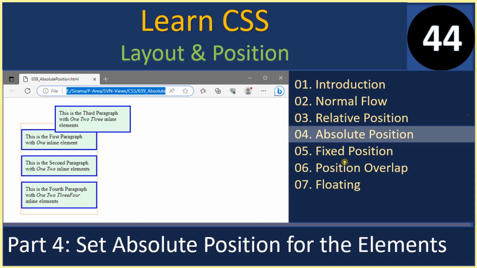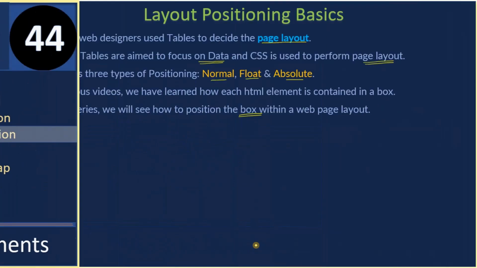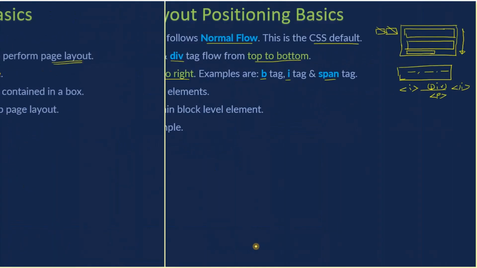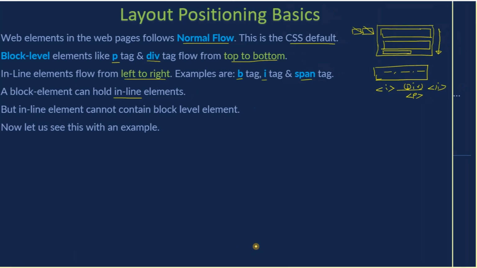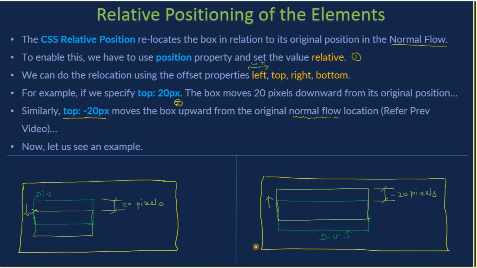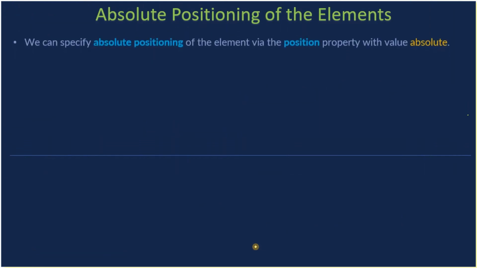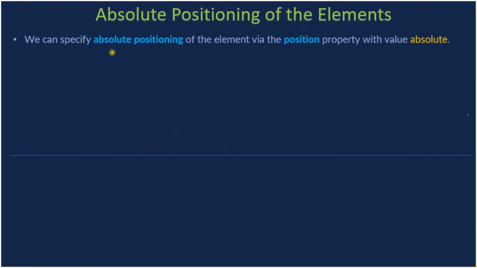In this video we will see how to set the absolute position for the elements. We can specify absolute positioning of the element via the position property and value absolute. So in the previous video we saw how to use the position relative, and now let us look at the position absolute.